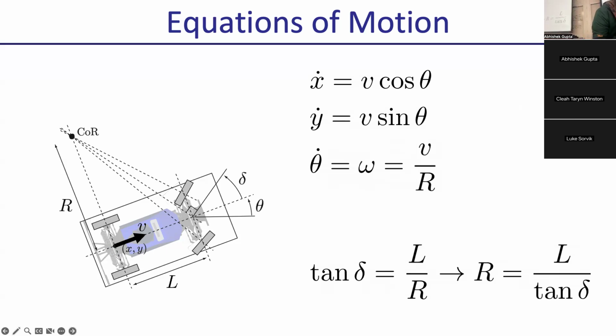So R is going to be L divided by tangent delta, right? And so now you know the length of the car, you know the steering angle, and so you can write the distance between the back axle and the center of rotation in terms of things that you know. So now R is going to be L divided by tangent delta. So what is theta dot going to be? Can we simplify theta dot? It's V tangent delta divided by L. That's right.